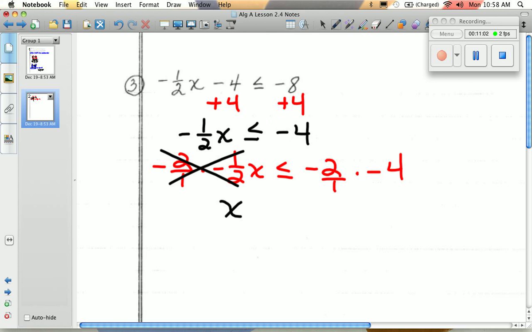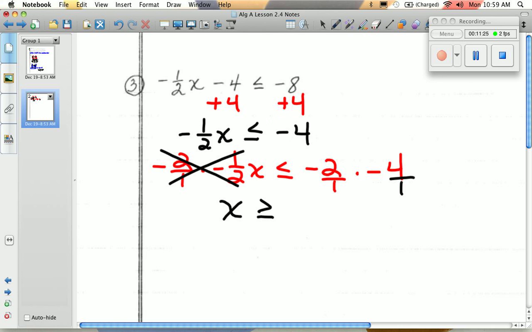So we have x. What should we do? Should we leave that symbol the direction it is, or should we reverse it? Reverse it. Why should we reverse it? Because you divide... We didn't really end up dividing, instead we multiplied, but we multiplied by a negative, didn't we? So we need to flip it over and say now x is going to become is greater than or equal to.